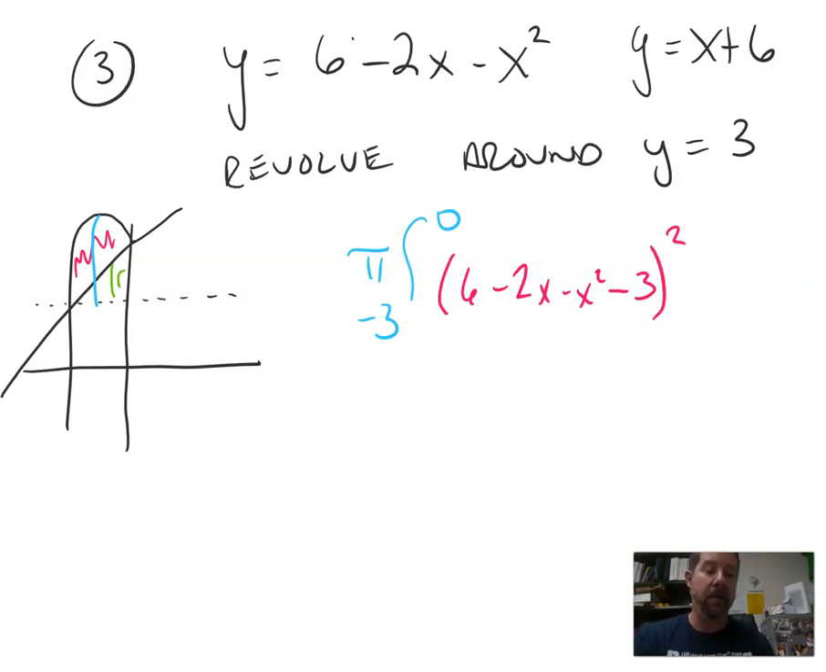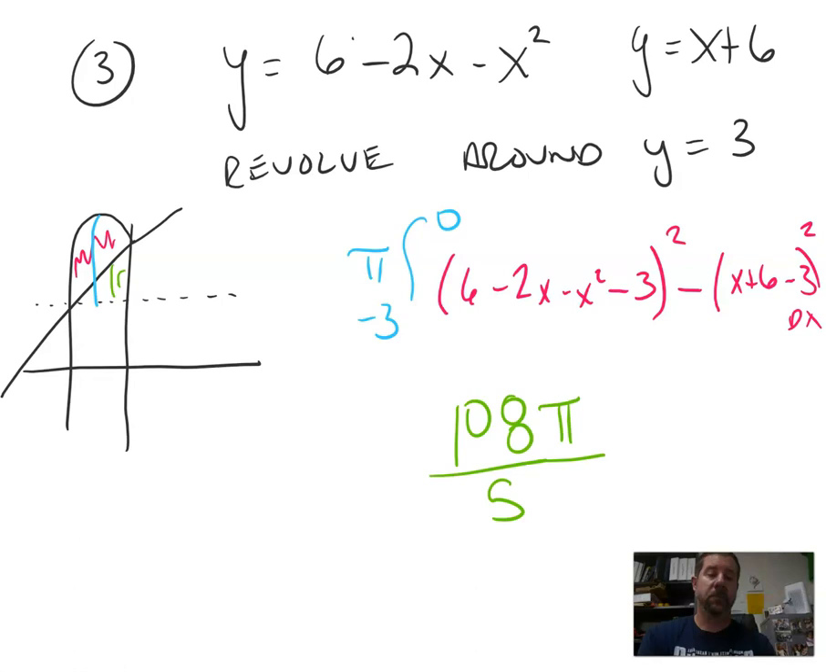But that would become my big R. Same thing with little r. Minus little r, which is x plus 6. But then I have to take away that distance of 3. Minus 3, squared. And then again, don't forget your dx.